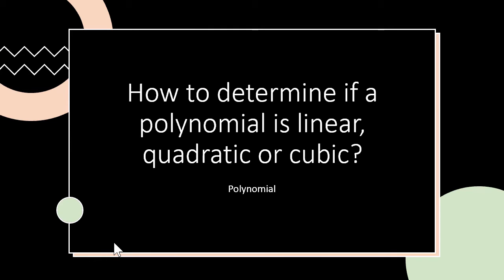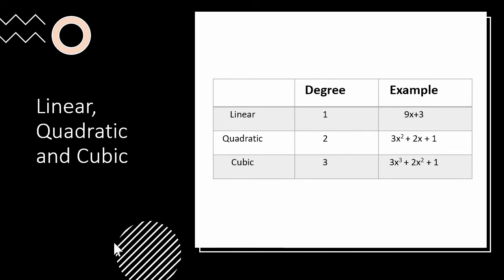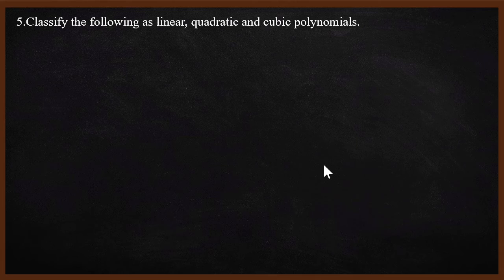Now, finally, how do you determine if a polynomial is linear, quadratic, or cubic? So linear, quadratic, and cubic is determined by degree, not terms. So you can have a linear with lots of terms, but the highest power is 1. Quadratic is highest power 2, and cubic highest power 3. Okay, shall we see? Classify. First one, x square plus x. What is the degree? 2. Hence it is quadratic.